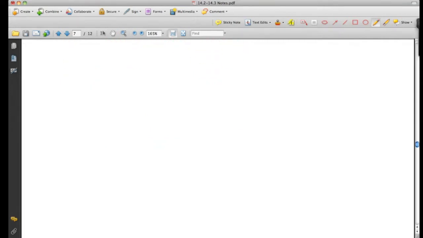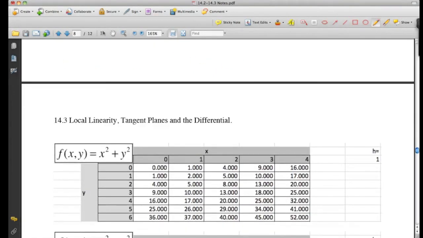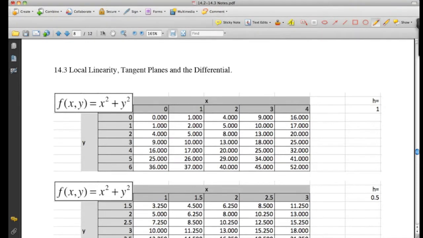All right, 14.3 is all about local linearity. And when we talk about linearity, don't think about lines. We should be thinking about planes here instead of lines. So local linearity, tangent planes, and then this thing that's called the differential.